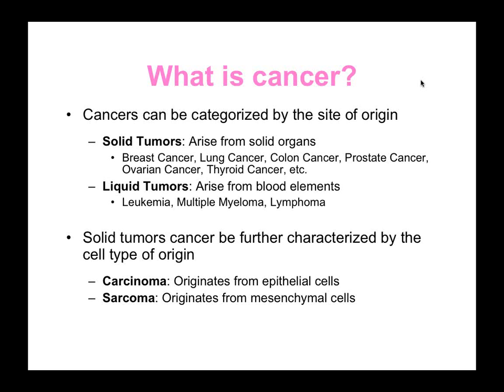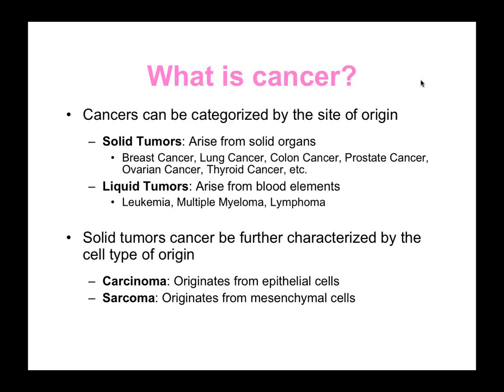The liquid tumors, on the other hand, are tumors that arise from the blood elements. Cancers of the leukocytes, or white blood cells, are described as leukemias. Another form of malignant white blood cell disorder is multiple myeloma, and then a cancer of the lymphocyte is described as a lymphoma. So we can make that distinction. The overwhelming majority of cancers fall into the solid tumor category.